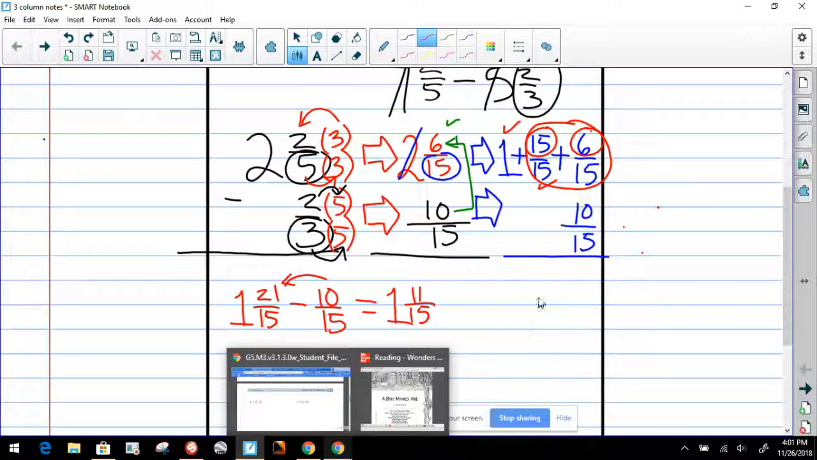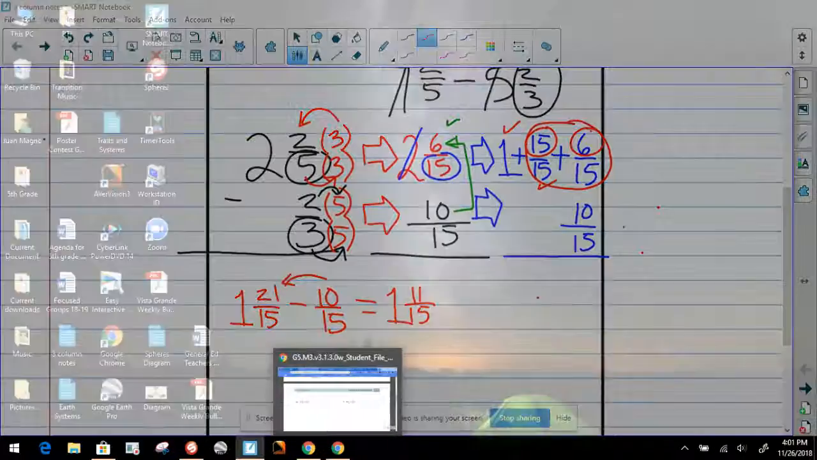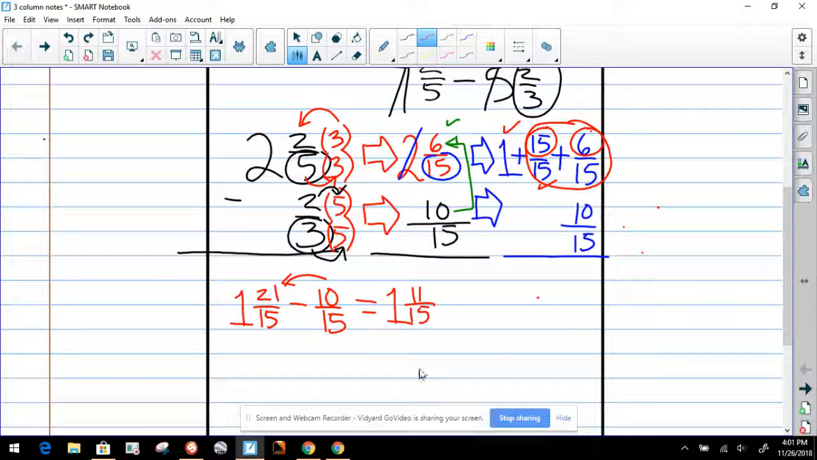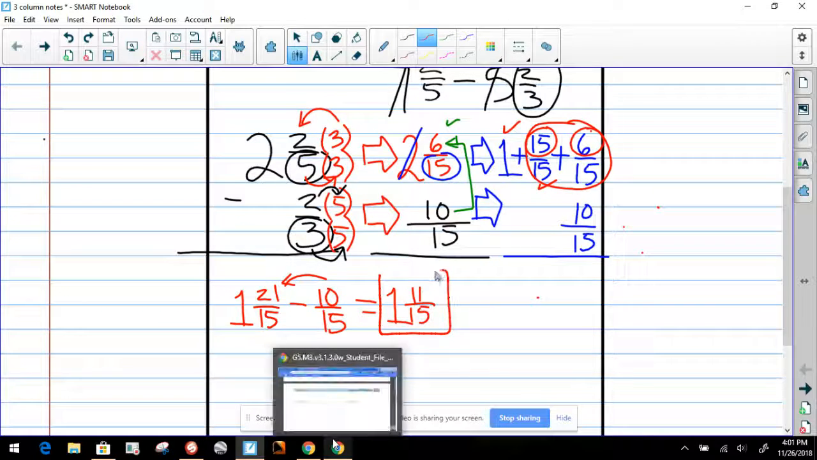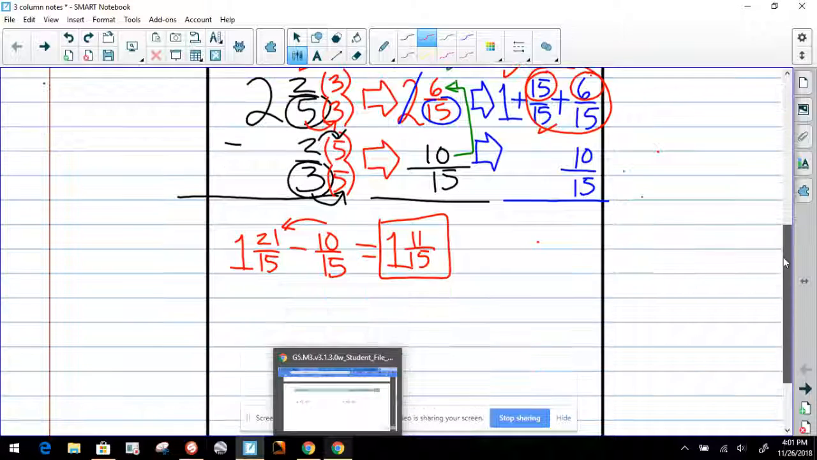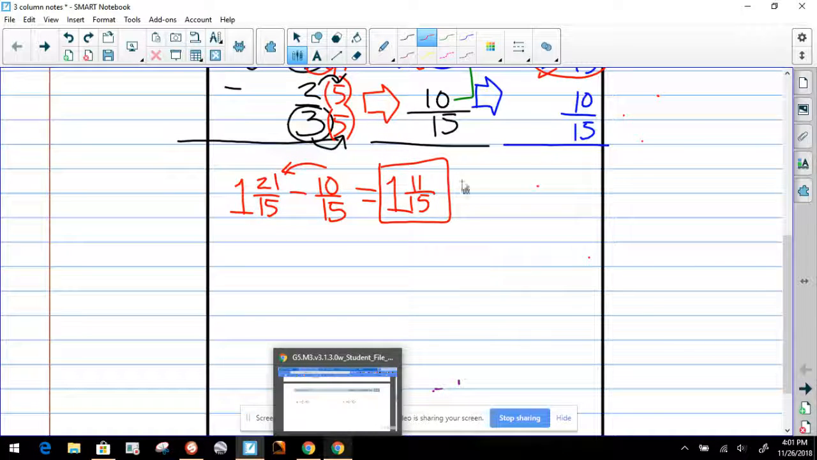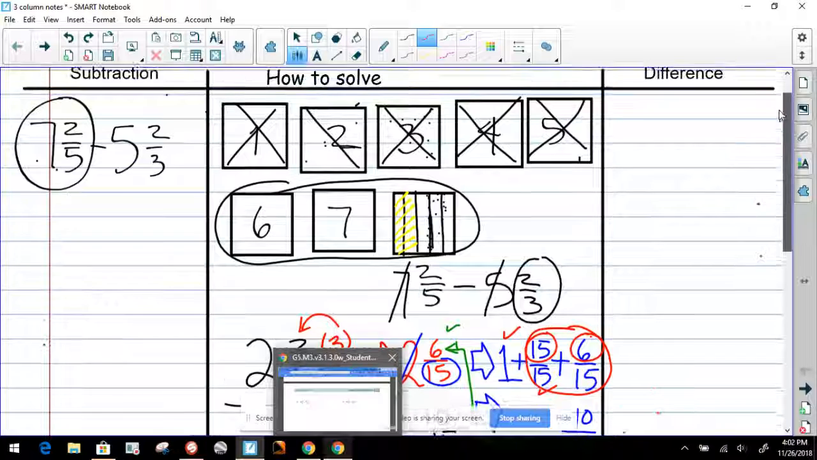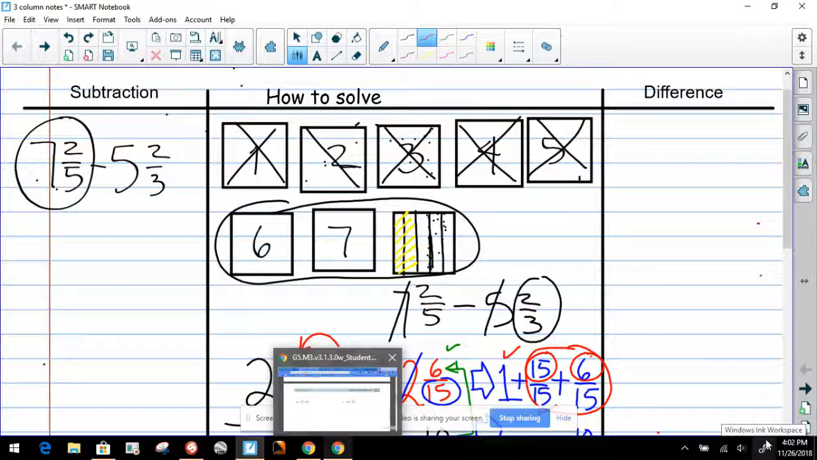Excuse me. So my friends, there is the solution to our problem. The answer for this subtraction is 1 and 11/15ths. And we do not have to simplify, and we do not have an improper fraction. So watch this video again, my friends, and I hope it's helping you a lot.